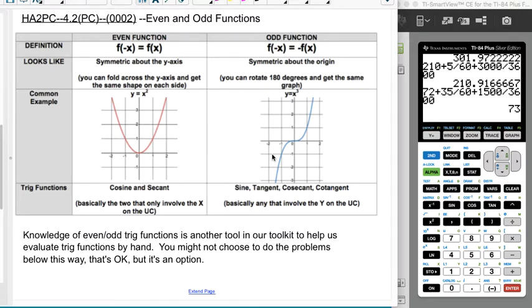All right, this is Honors Algebra 2 Pre-Calculus. We're doing 4.2, and this is our second video. Let's talk some about even and odd functions. Some of this is review, but we're also going to specifically apply this to trig functions.